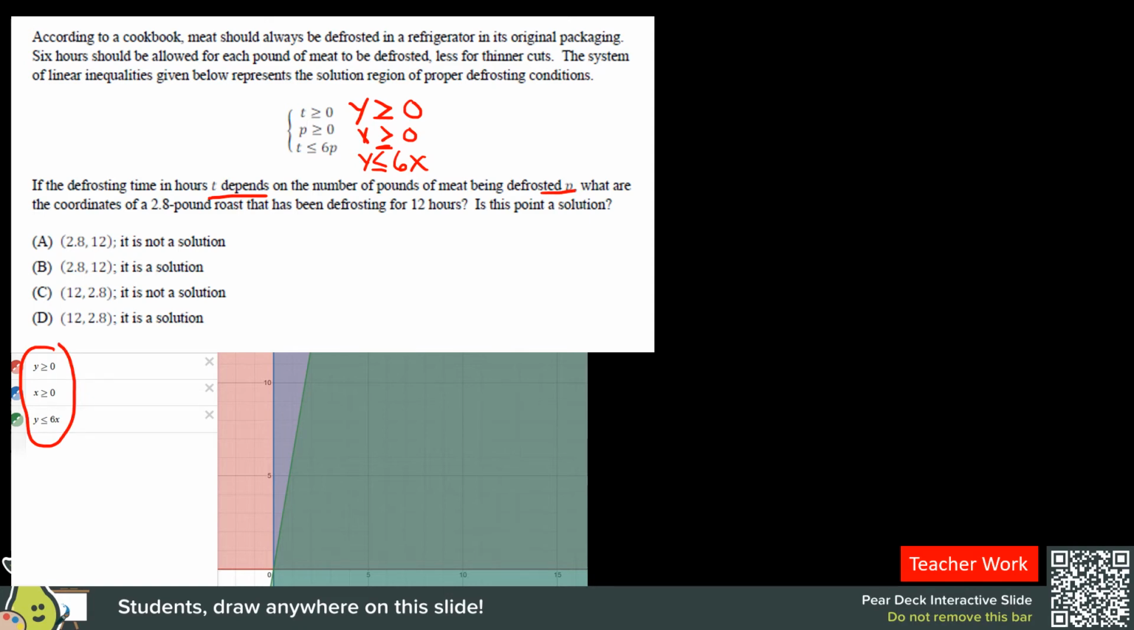Cool. So really now all we have to do is see which one of these points is true. So here's my x and my y. So 2.8 would be somewhere here, and 12, way up here, maybe is not a solution, maybe. Okay, 12 and 2.8, so 12 and 2.8 here. Oh yeah, it's pretty close, right? Pretty close.